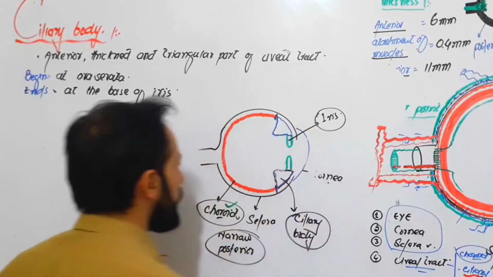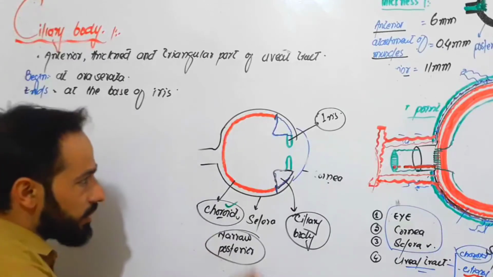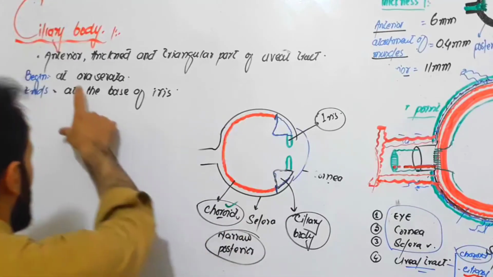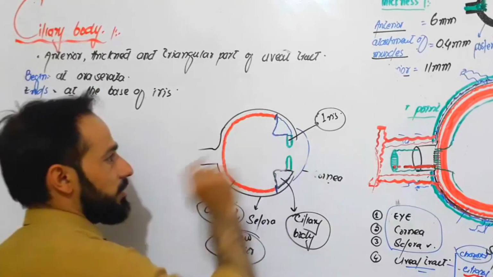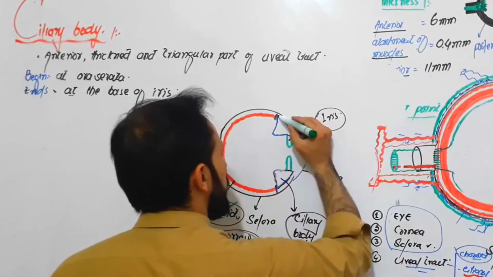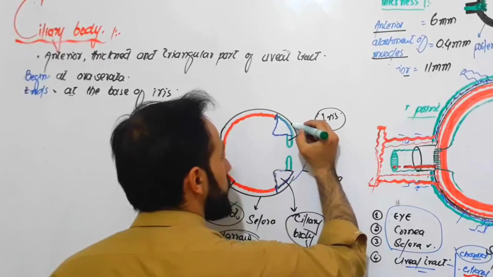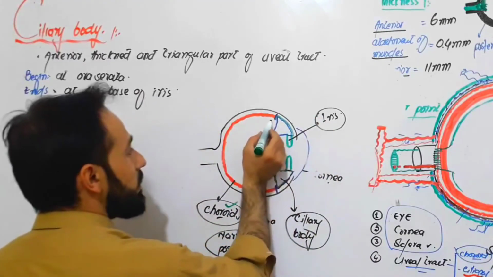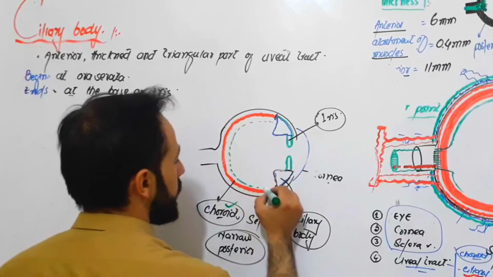So here is our ora serrata. Now, a little time after, I will show you the ora serrata. Remind this part, we will discuss it later, right? So this is the beginning part and this is the end part, right? Now it has two surfaces, right? One surface is in contact with your sclera and one surface is in contact with your vitreous body.